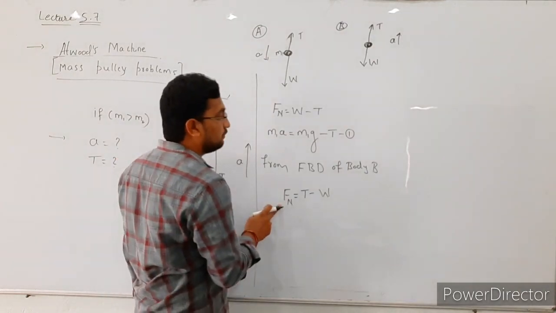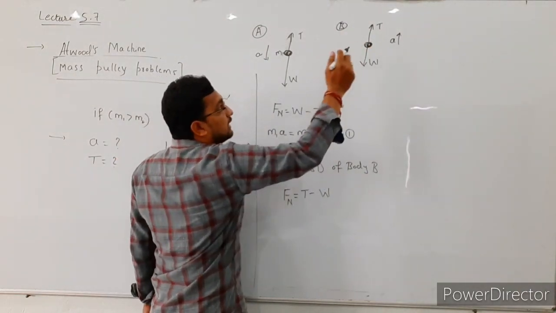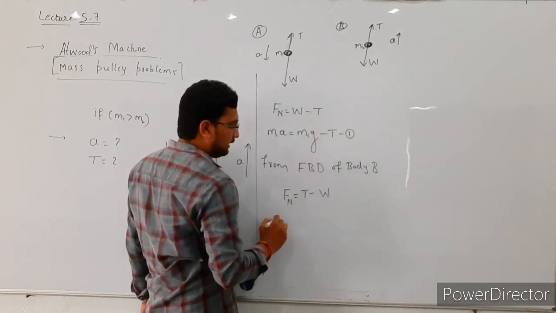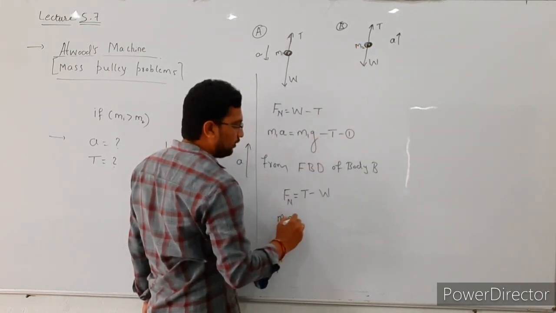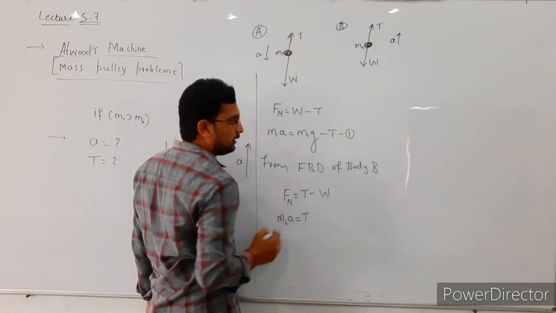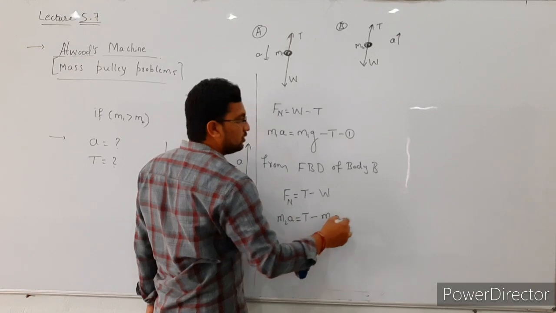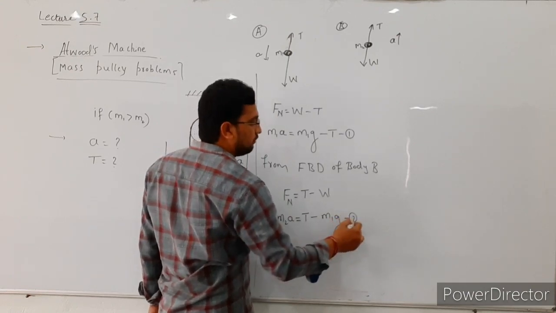So the net force is nothing but the product of mass into acceleration. Here the mass of the second body is m2. So the net force is m2 into a, that is equal to tension T, minus the weight, which is m2 into g. So this is our equation number 2.